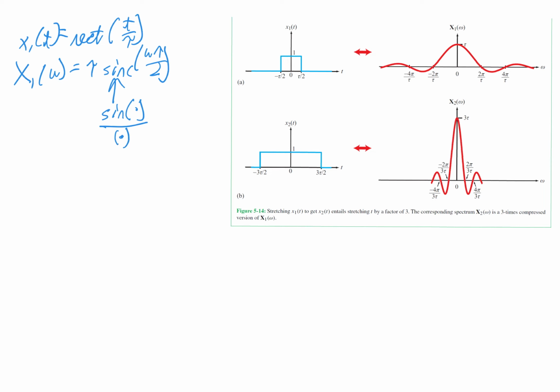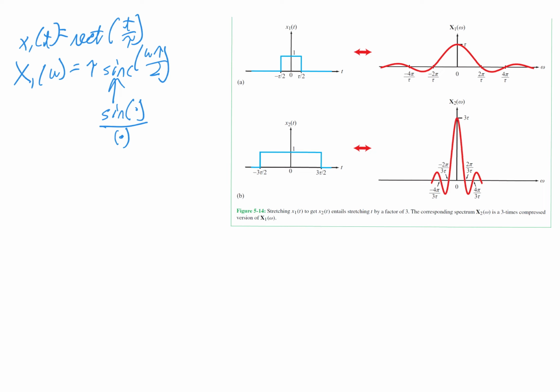Remember, sinc is sine of the argument over the argument value itself. So now we see here on the right, when I take the x and expand it, I actually take the Fourier transform and compress it so the edges come in. So this is what the scaling property tells us. It tells us if I expand the signal one way, I compress it the other way.